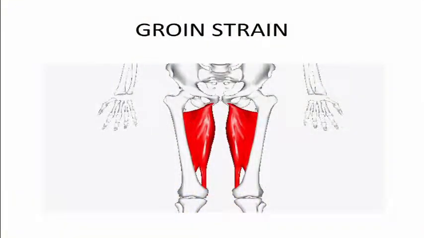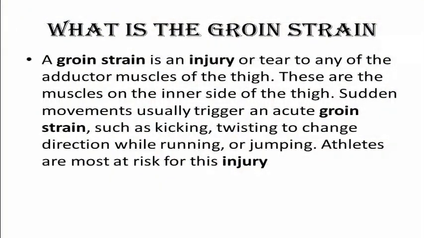I'm going to talk about the epidemiology of sport injuries. My topic is groin strain. The groin strain commonly happens at the thigh of your leg. First, the groin strain can be defined as an injury or tear to any of the adductor muscles of the thigh. These are the muscles on the inner side of the thigh.